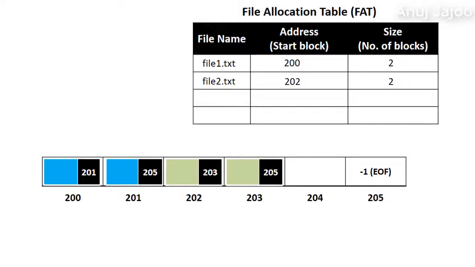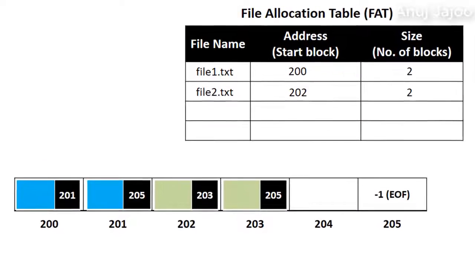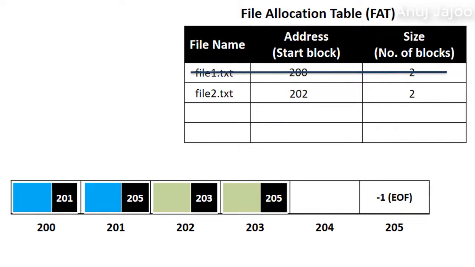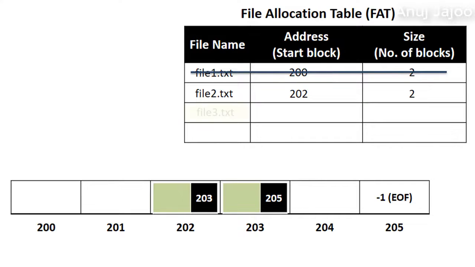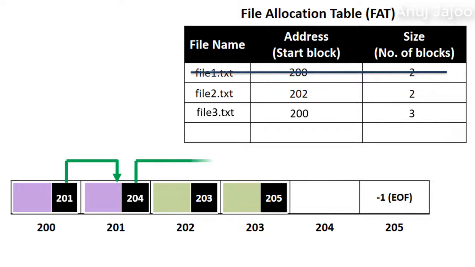Now let us assume that file1.txt is deleted by the user. So the entry is deleted from the file allocation table. And the free space bitmap will also be updated, indicating these blocks as available for allocation. Next, let's create a new file, file3.txt, with size 3 blocks. Now the OS does not find any continuous memory blocks for allocation since the memory is fragmented. So it would allocate the blocks which might be scattered but internally linked.